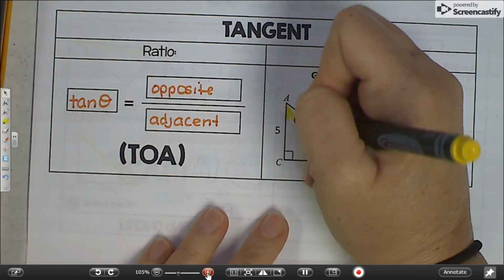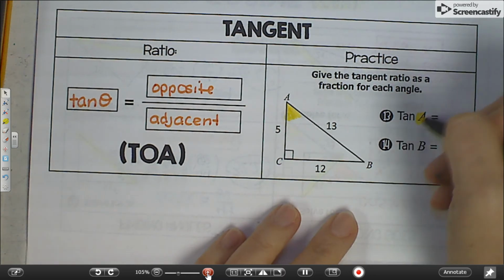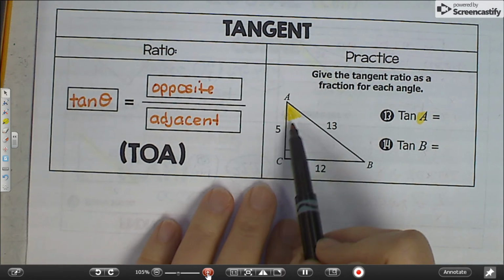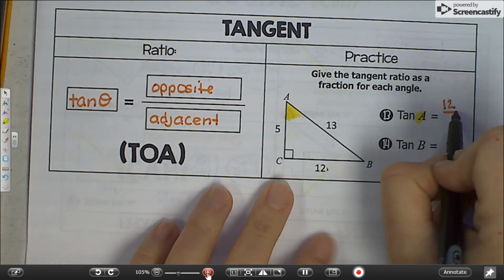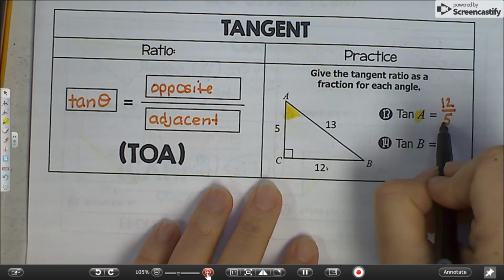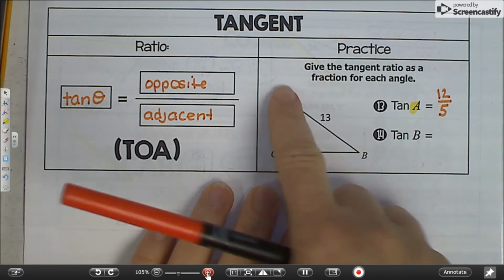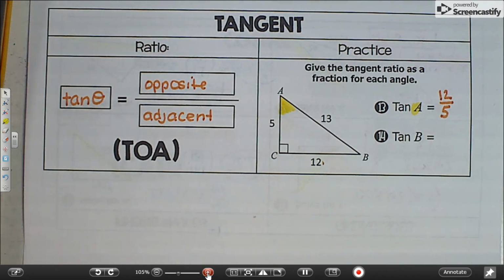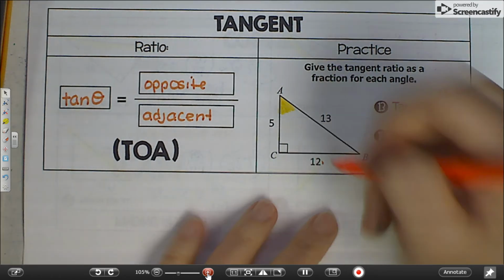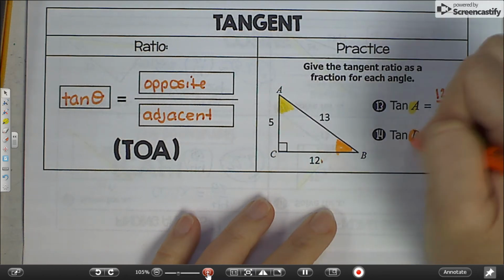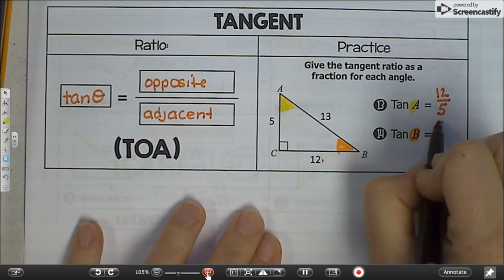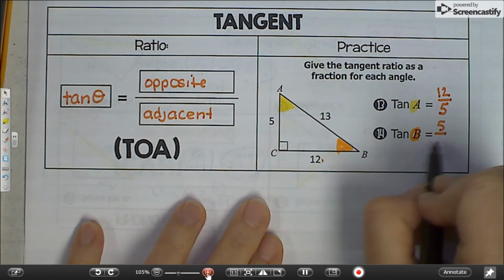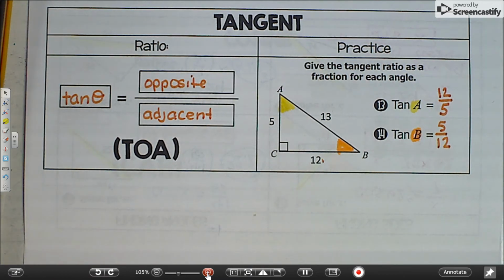If we're talking about the tangent of angle A, we're standing on angle A. Opposite would be 12, and adjacent would be 5. I know that that angle is touching the hypotenuse, but the hypotenuse is special, so you don't get to use that. And then if we move over here to angle B, opposite changes. Now it's 5 over adjacent, which is now 12. So you see how it really depends on which angle you're standing in. That's like the most important thing.